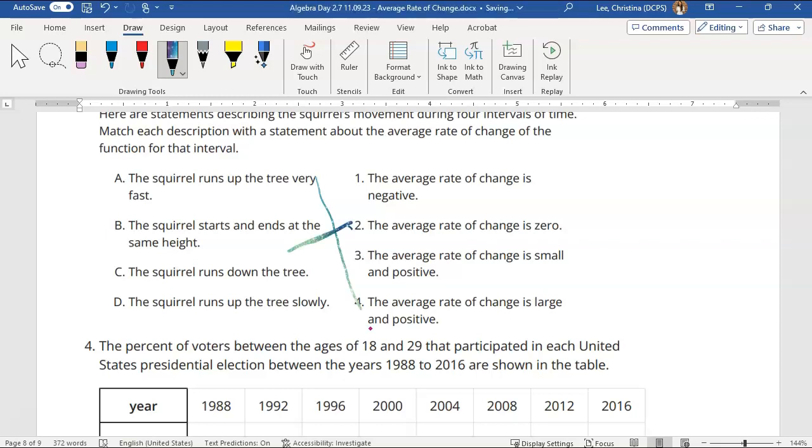So this means the squirrel's overall still at the same height. The squirrel runs down the tree. The average rate of change is going to be negative. And then the squirrel runs up the tree slowly. The average rate of change is small and positive. So it's still going up, but it's doing it at a slower rate. So our slope would look more like this instead of like this.